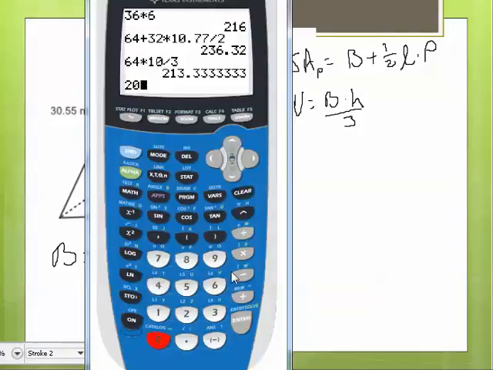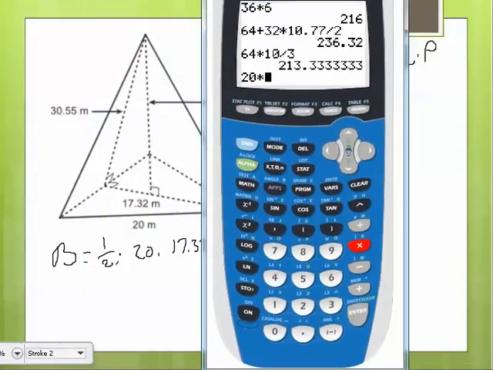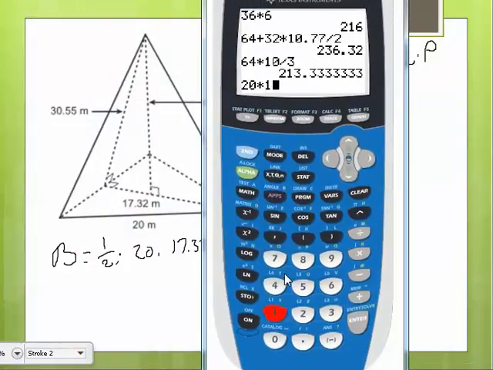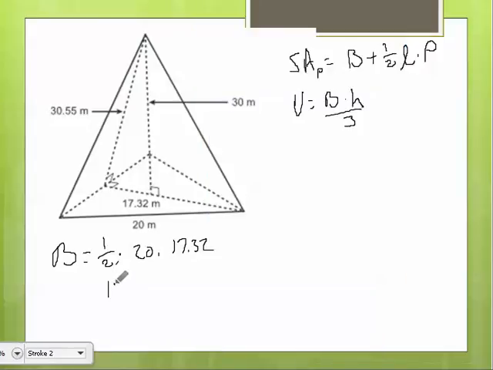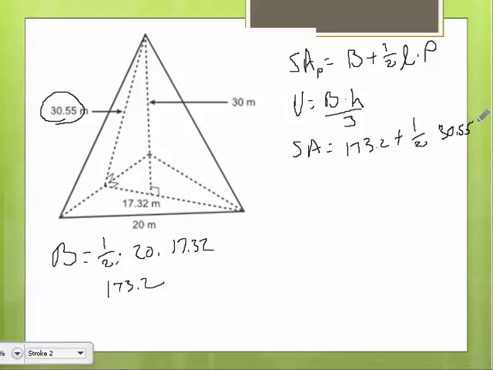So 20 times 17.32 divided by 2, and I get 173.2. So that's my base. What's my slant height in this situation? Well, they're showing it to me right here to be 30.55. So my surface area is going to be 173.2 plus 1/2 of 30.55 times the perimeter, which is 3 times 20, 60.